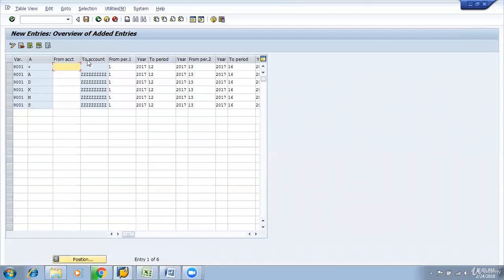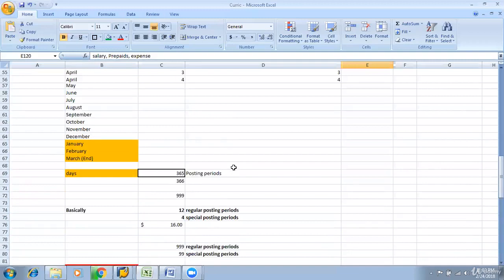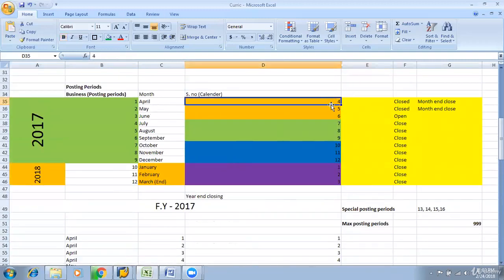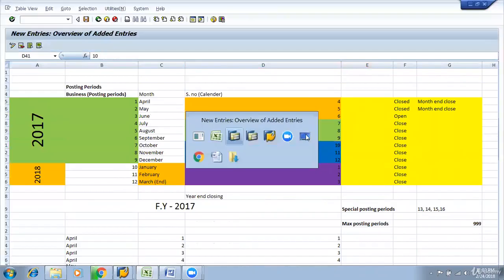Coming to the next, from account to account. Let me skip this for a moment. I'll come back to them. Let me jump on to this. From period 1, year, to period, year, from period 2, year, to period, and year finally. Let me just bring them closer so that you have a bird's eye view. So guys, let me start with from period 1. As I told you, here we have April open, May closed, 6th, and so on.